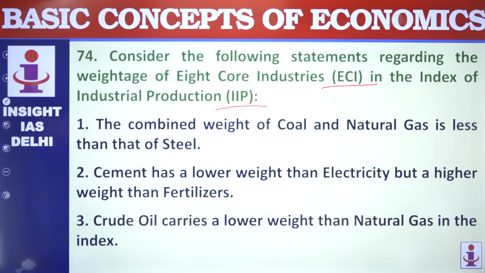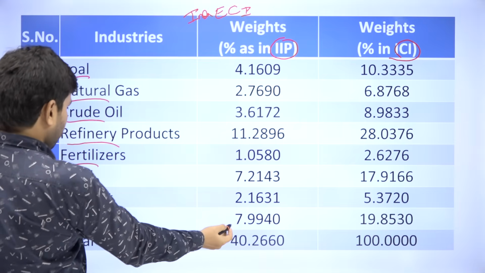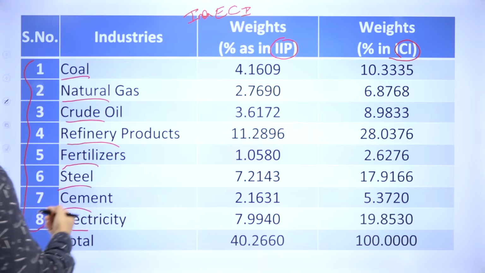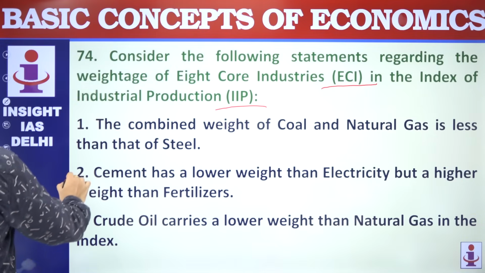Then we have: cement has a lower weight than electricity but a higher weight than fertilizer. Yes, this is also correct.